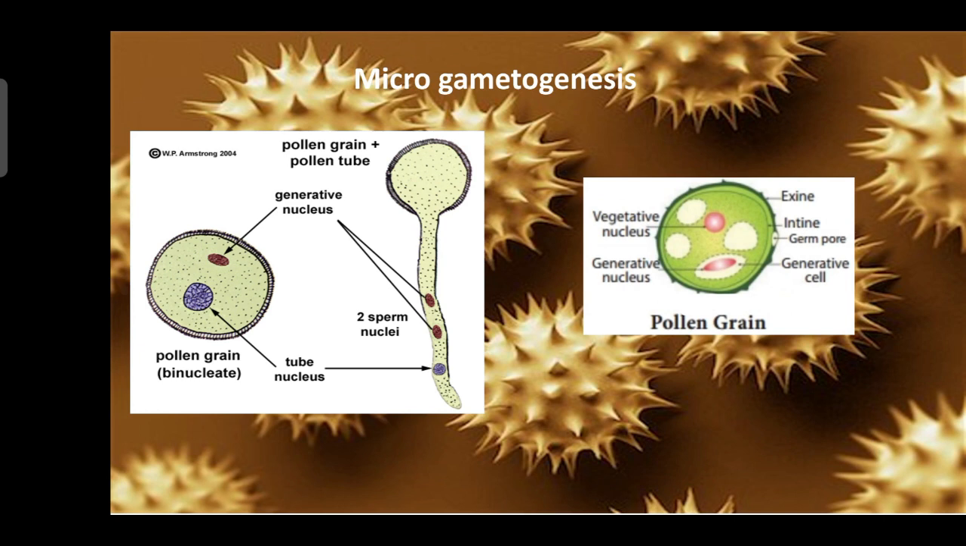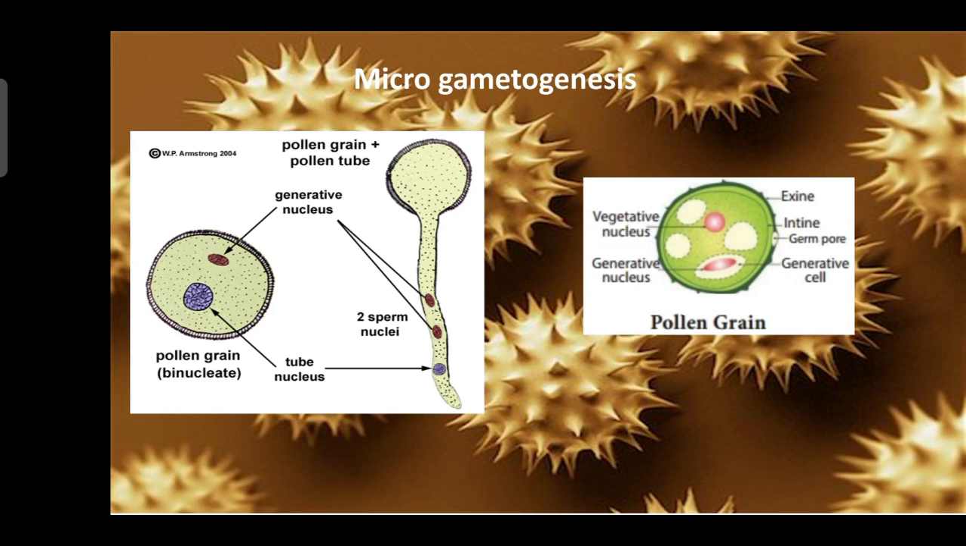Okay, I will repeat once again. What is microgametogenesis? It is the process of formation of the two male gametes in the pollen grain. So how are gametes produced here? The gametes are produced from the generative cells. The generative cells divide mitotically to produce two male gametes.